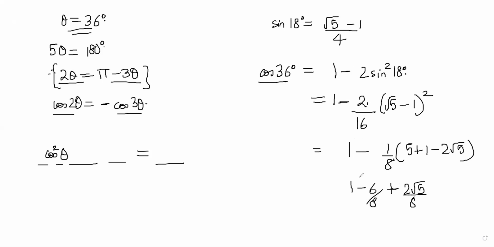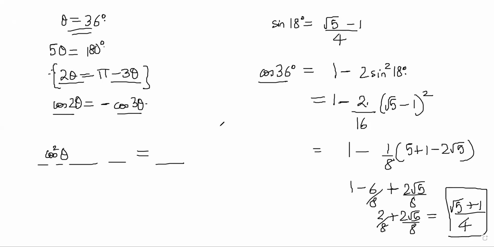So this becomes 2 by 8 plus 2 root 5 by 8. So 1 by 4 it will become, so it becomes (root 5 plus 1) by 4, right? So cos 36 is coming out to be (root 5 plus 1) by 4.